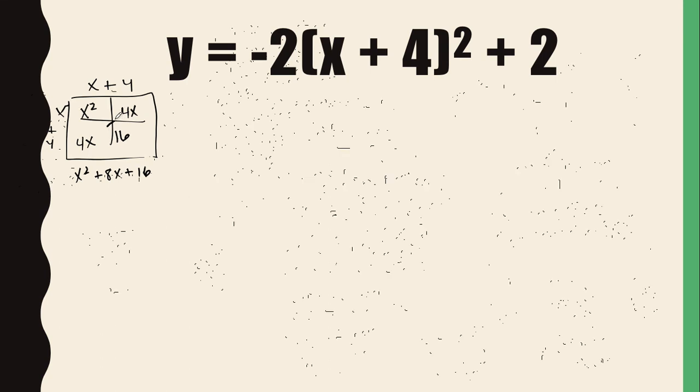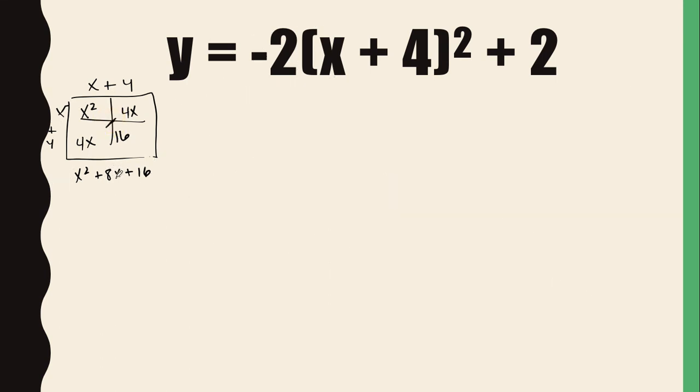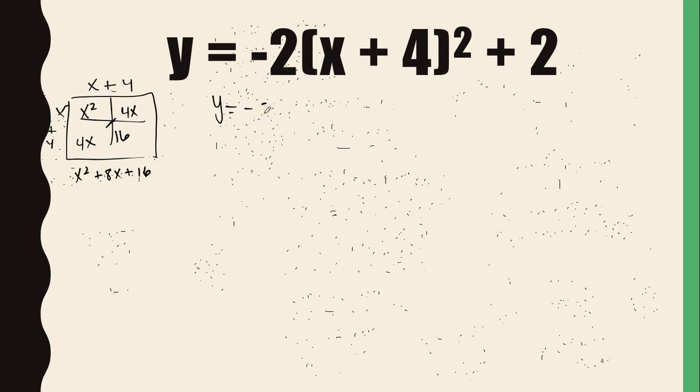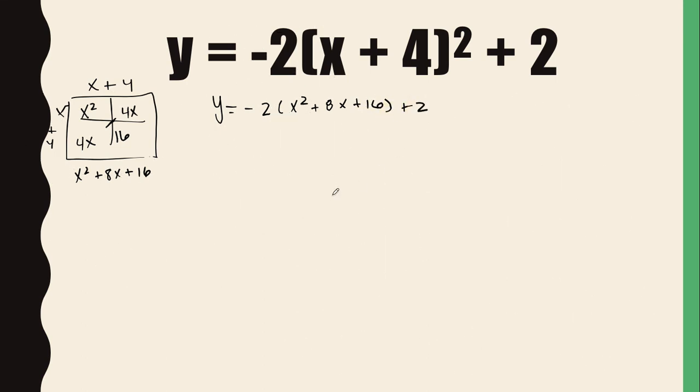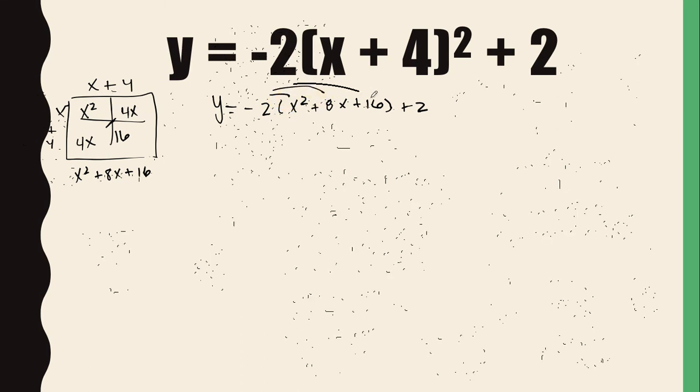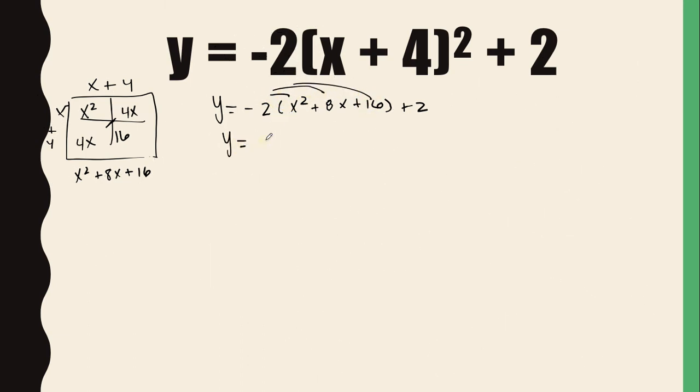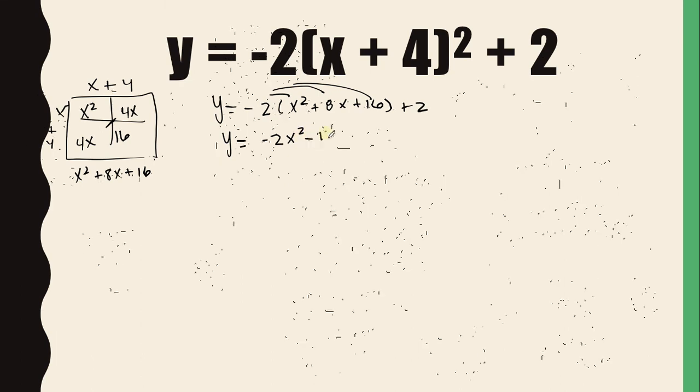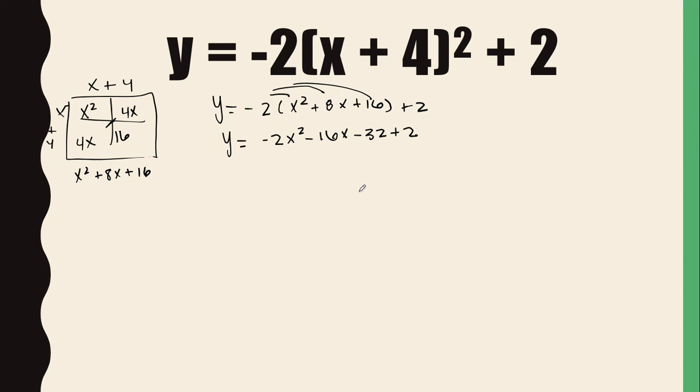And again, I'm just combining like terms, the 4x and the 4x to give me the 8x. So this turns into y equals negative 2 times (x squared plus 8x plus 16) plus 2. This exponent went away because I multiplied this out. What's the next thing I need to do? Distribute. So I'm going to distribute that negative 2. So negative 2x squared minus 16x minus 32 plus 2. Am I done? Nope, I have to combine like terms.